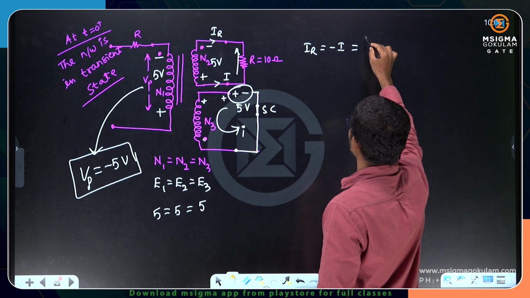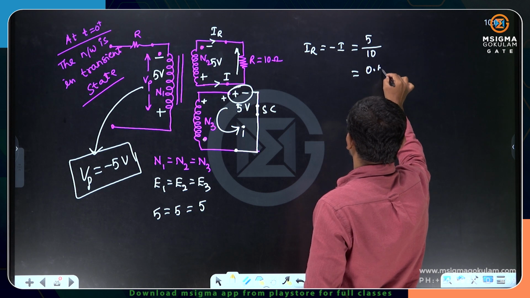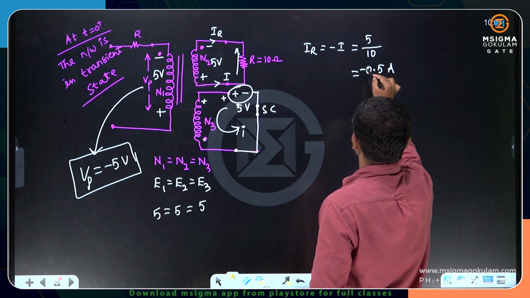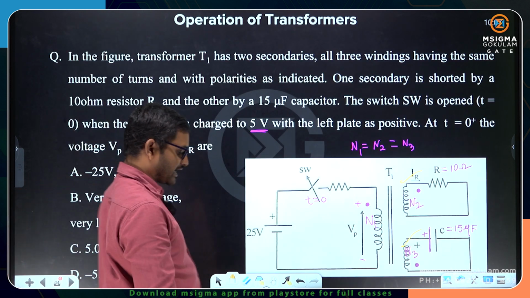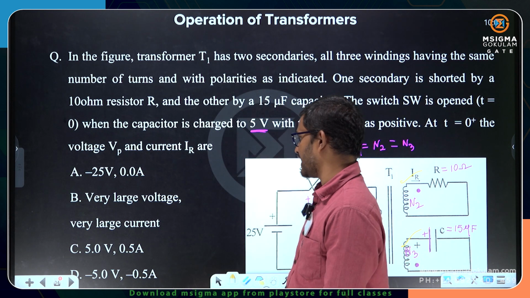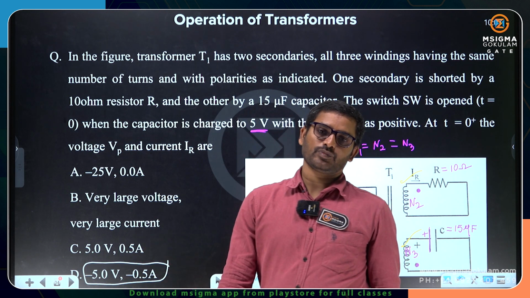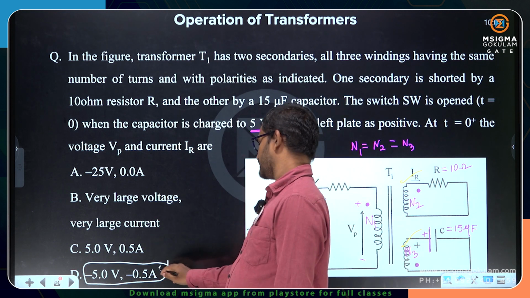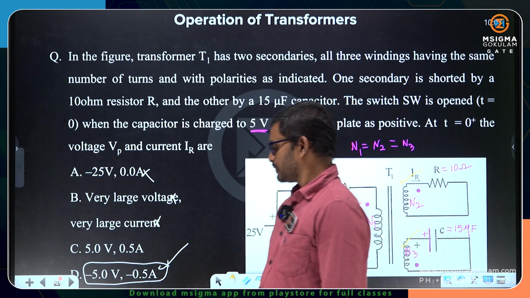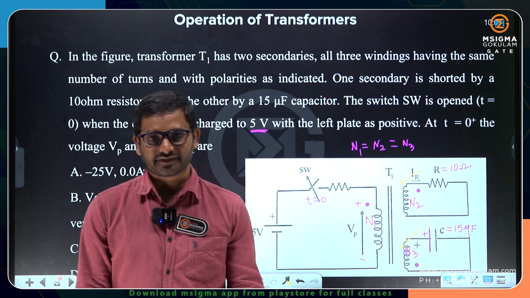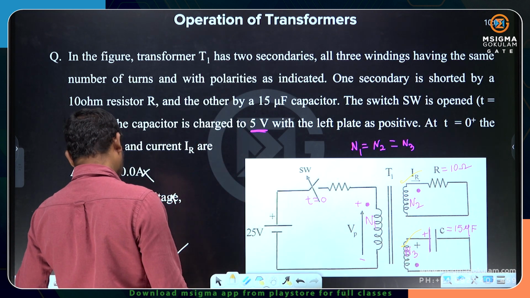How much? Voltage divided by resistance: 5 volts divided by 10 ohms gives 0.5 amperes, so minus 0.5 amperes. So the voltage is minus 5 volts and the current is minus 0.5 amperes. This is the answer, not the others. Okay, I hope it is clear. So be careful. Some questions are mixed with transients, and some are mixed with nodal analysis and mesh analysis techniques also.